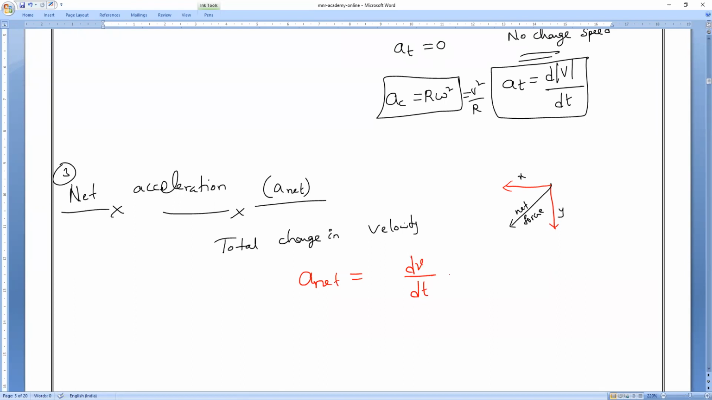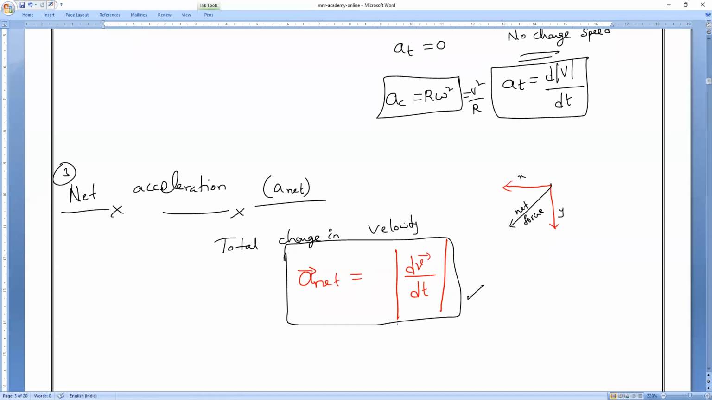Do you remember the difference between the tangential acceleration and net acceleration formulas? There it is speed, here it is velocity. That is mod v, but here it is change in velocity. Velocity is a vector quantity, so wherever you get a change in a vector, we have to use the mod symbol. So this is the formula for net acceleration.